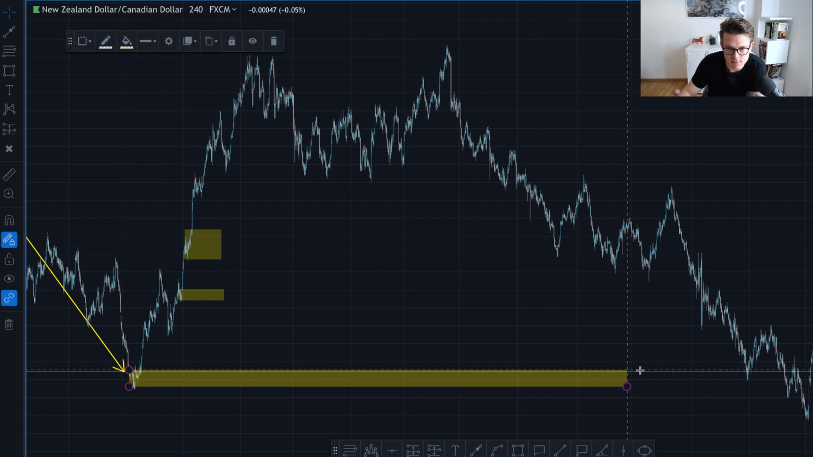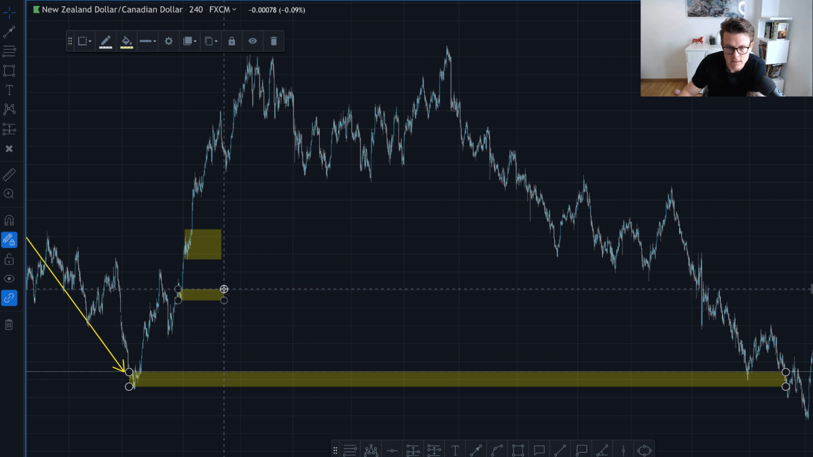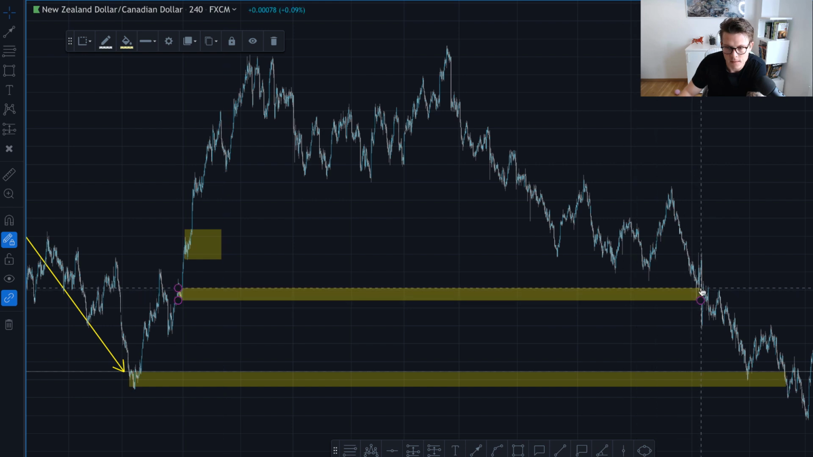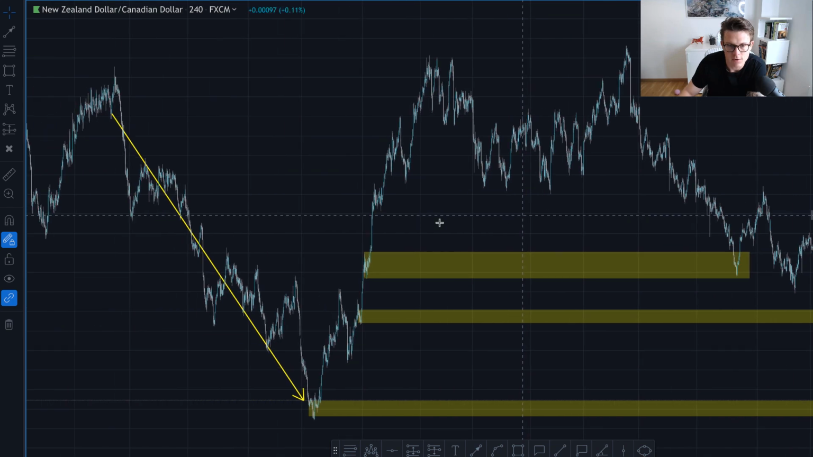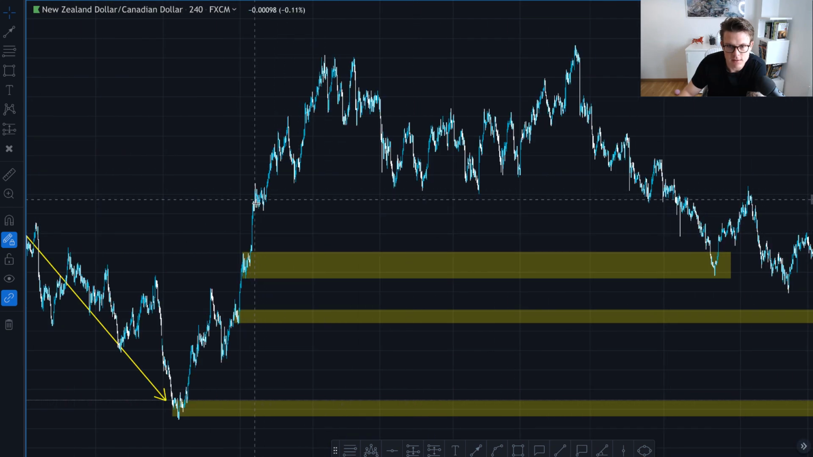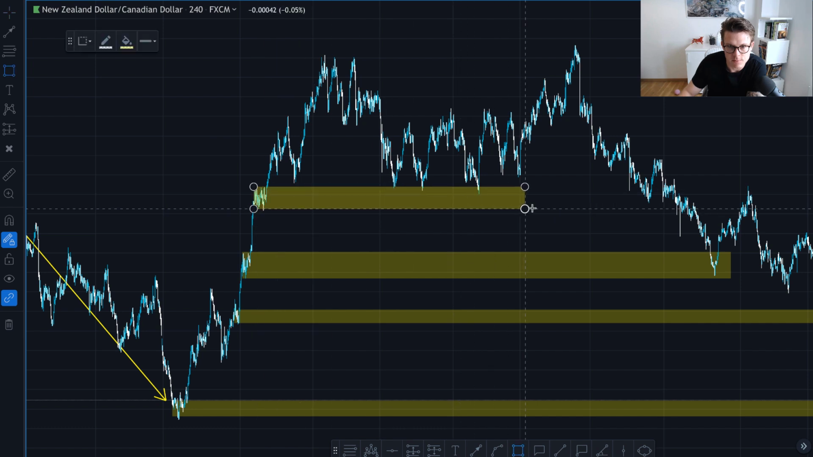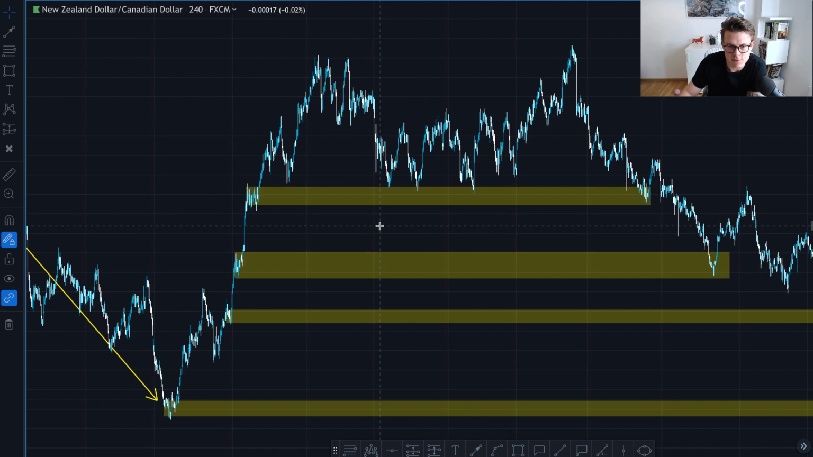Let me first extend them going forward. Let's see that here, here, and here. And you can even see that even this area here, even if this isn't a textbook perfect demand area, you can see how many times the market did respect it going forward.